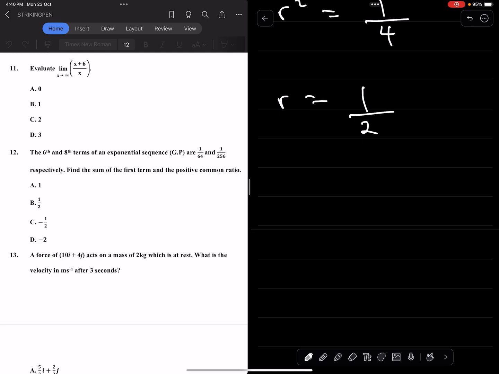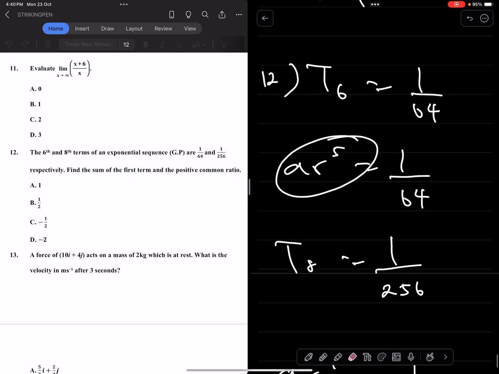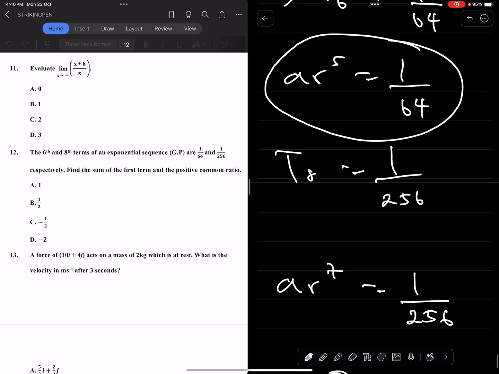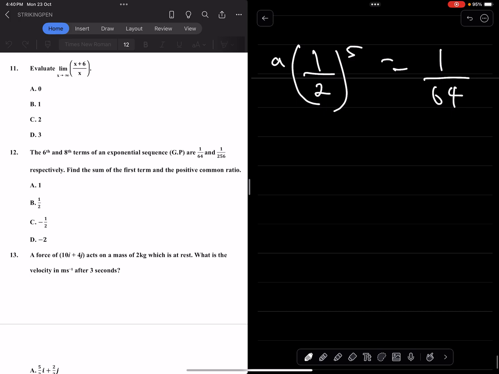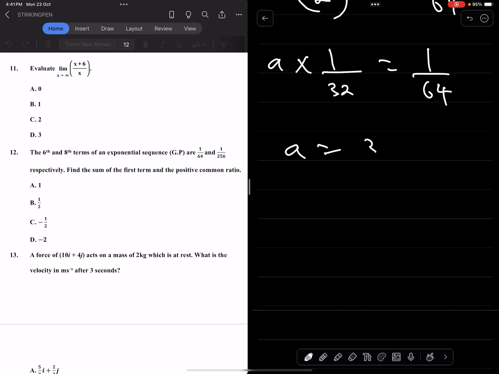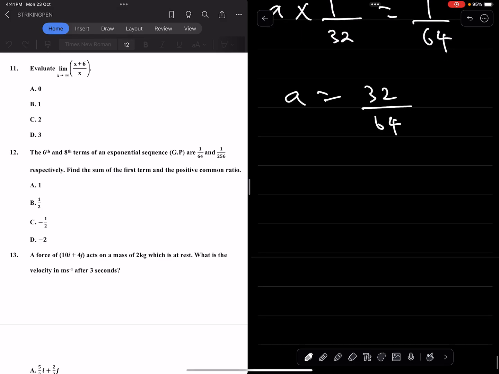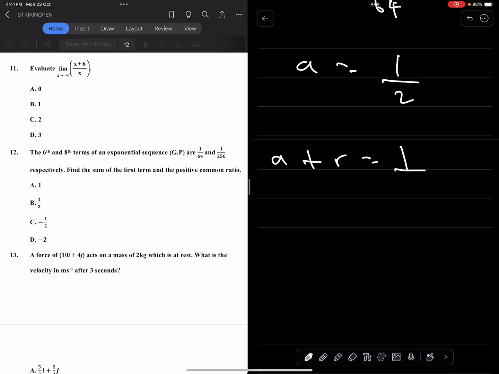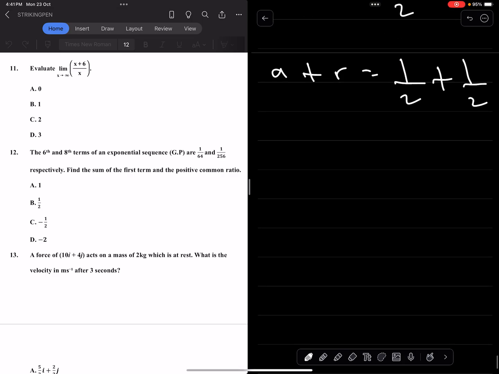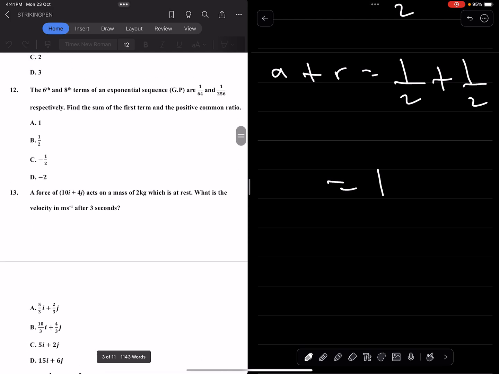Now, how do we find the first term? AR raised to power 5 is equal to 1 over 64. So I'm putting r here. So that simply means a times 1 over 2 raised to power 5 equals 1 over 64. And that's the same as a times 1 over 32, since 1 raised to power 5 is 1 and 2 raised to power 5 is 32, equals 1 over 64. So that simply means a equals 32 over 64, which is equal to 1 over 2. So therefore, a plus r means 1 over 2 plus 1 over 2, which is equal to 1. And the correct option is A.